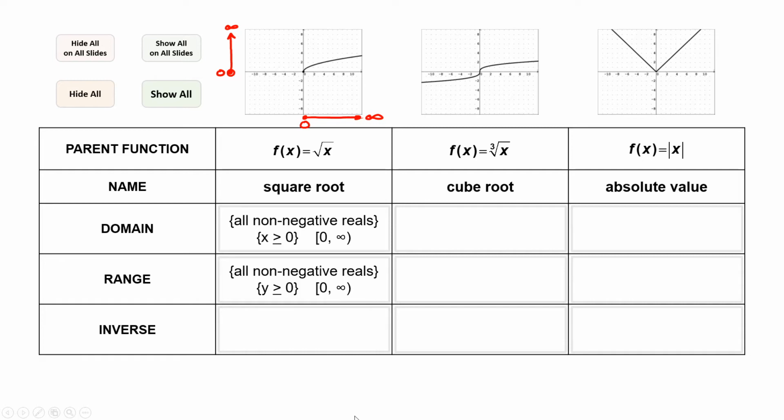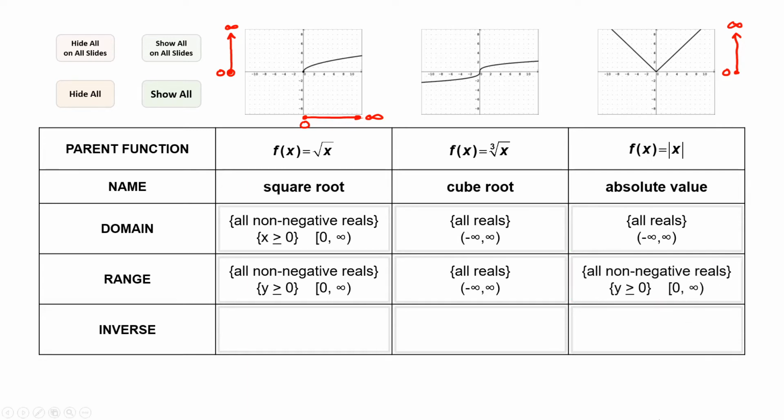When it comes to the cube root function, the graph goes from negative infinity to positive infinity. Therefore, the domain is all reals. Although it creeps up slowly, height-wise, it will reach all possible heights, and therefore the range of the cube root will also be all reals. Finally, absolute values. The domain goes all the way to the left, all the way to the right. We'll say all reals. While the range starts at a height of 0 and works its way upward to positive infinity. Once again, the range will be all non-negative reals, y is greater than or equal to 0, or from 0 to infinity.